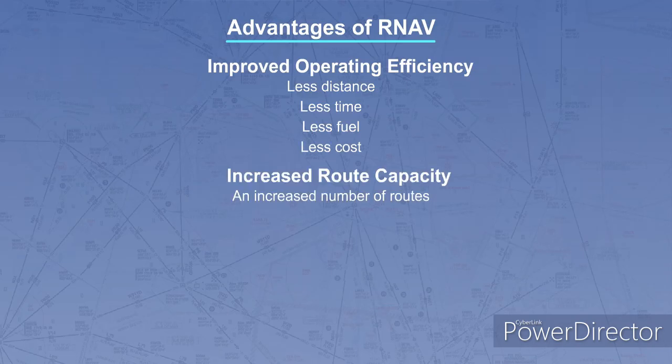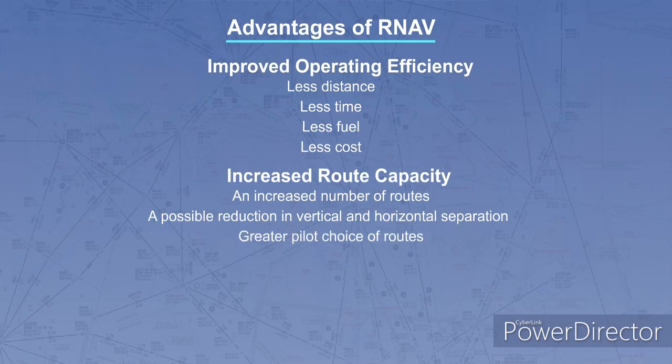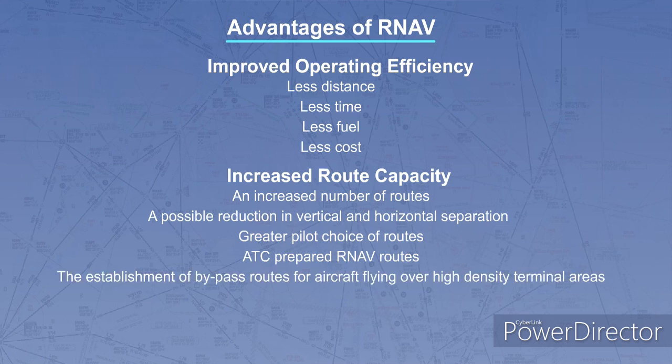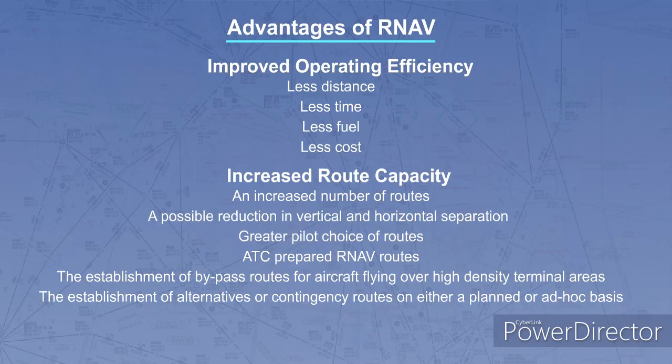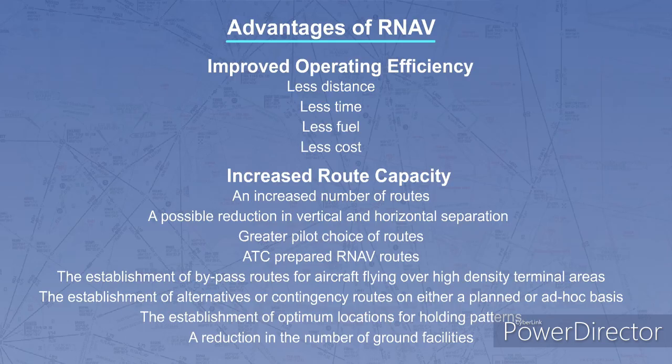RNAV also produces an increased route capacity because of an increased number of routes, a possible reduction in vertical and horizontal separation, greater pilot choice of routes, ATC prepared RNAV routes and airspaces, the establishment of bypass routes for aircraft flying over high-density terminal areas, the establishment of alternatives or contingency routes on either a planned or ad hoc basis, the establishment of optimum locations for holding patterns, and a reduction in the number of ground facilities.